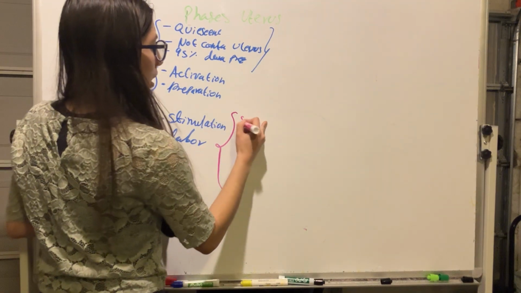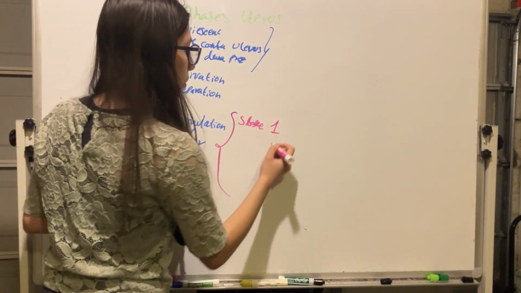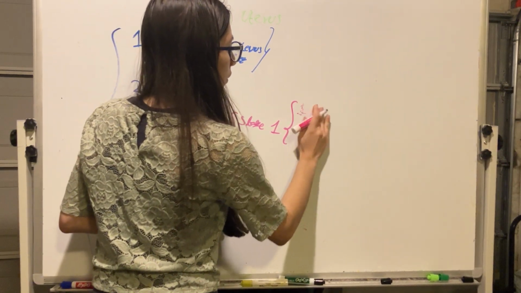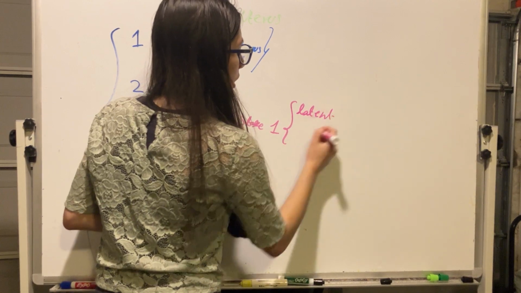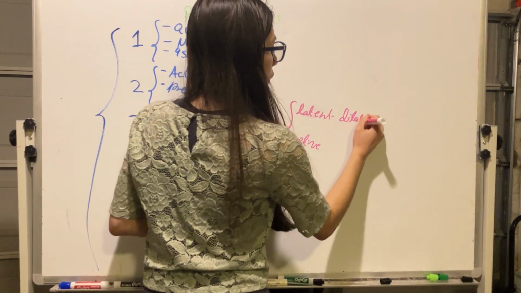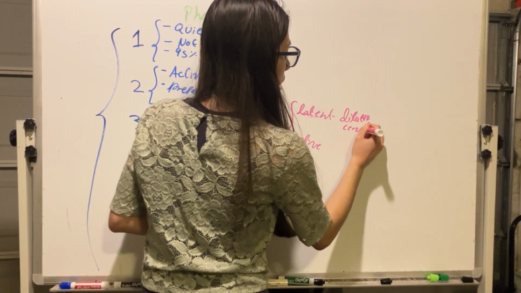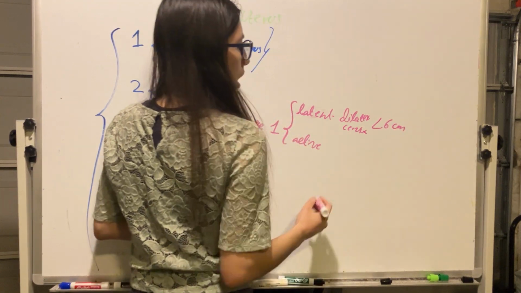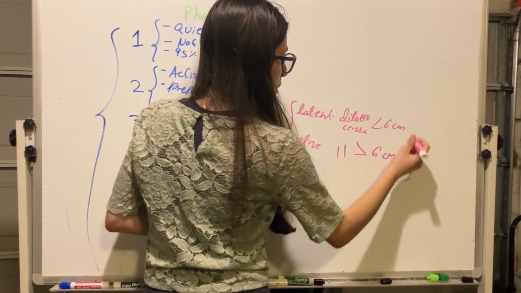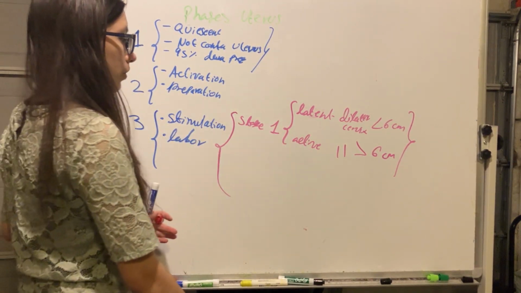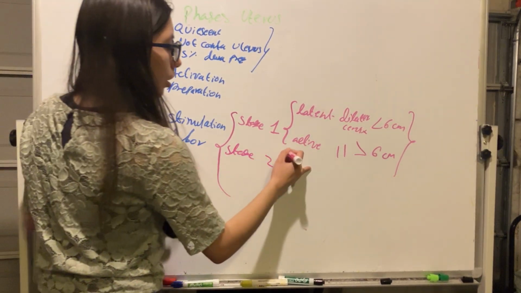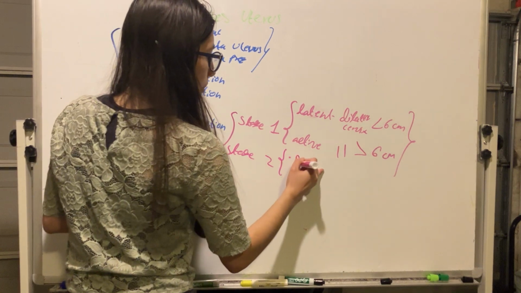So we have stage 1 of labor, which is divided into a latent phase and an active phase. Remember, latent phase is when we have dilatation of the cervix less than 6 centimeters, and the active phase is when the dilatation of the cervix is beyond 6 centimeters. Then we have stage 2 of labor, which is the delivery of the baby.